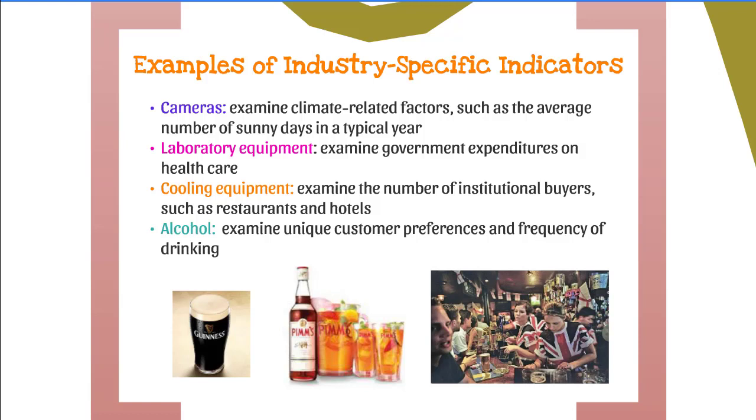And the next one is about cooling equipment. If your company happens to sell this kind of cooling equipment, you may examine the number of institutional buyers, such as the number of restaurants and hotels in the target markets, because they are the major buyers of your products. And finally, I think everybody is interested in that: if you are selling alcohol in international markets, you may examine the unique customer preferences, of course, including the frequency of drinking in the target markets.